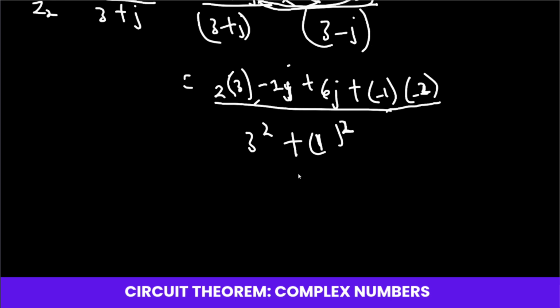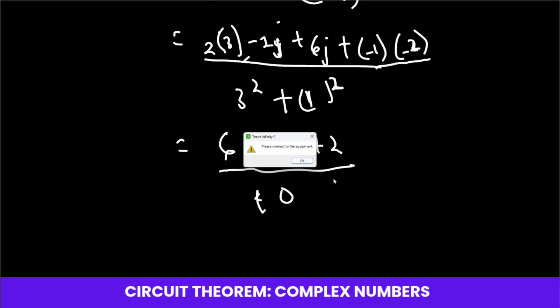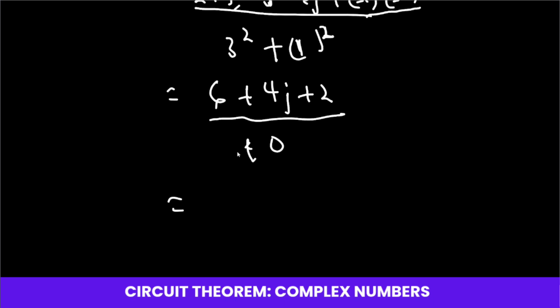Now let's do our computation. 2 times 3 will give us 6, minus 2j plus 6j is going to give us 4j. And negative 1 multiplying negative 2 is going to give us 2. All over 3 squared plus 1 squared, that's 9 plus 1, which gives us 10. So our numerator gives us 6 plus 2, which is the real part, 8 plus 4j all over 10.